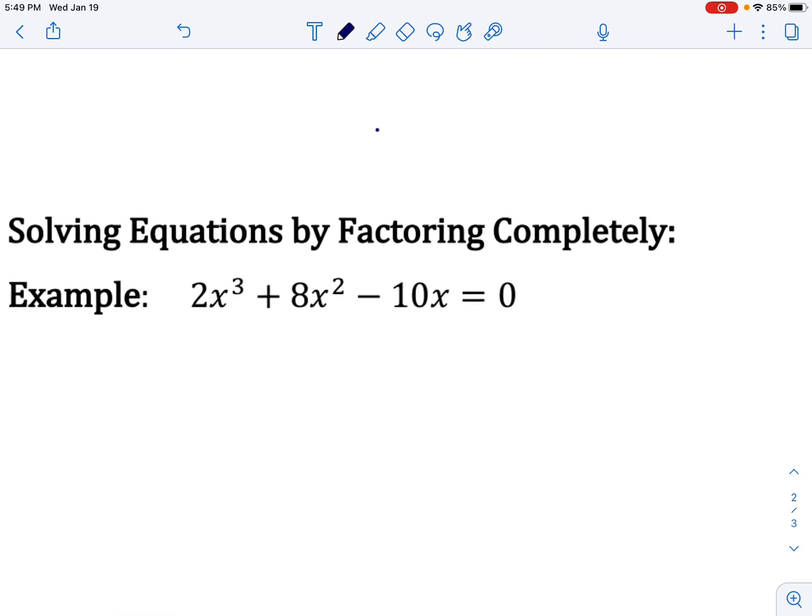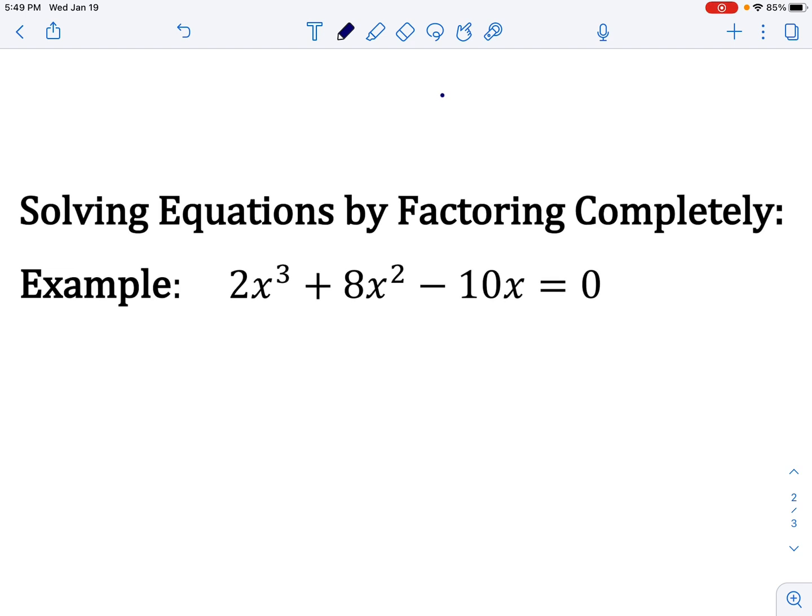We're going to try this last one. So 2x to the third plus 8x squared minus 10x. First thing we look for, number 1, is there a greatest common factor? Yes, there's a greatest common factor. I can take a 2 out. I can also take an x. So then I'm left with x squared plus 4x minus 5 equals 0.